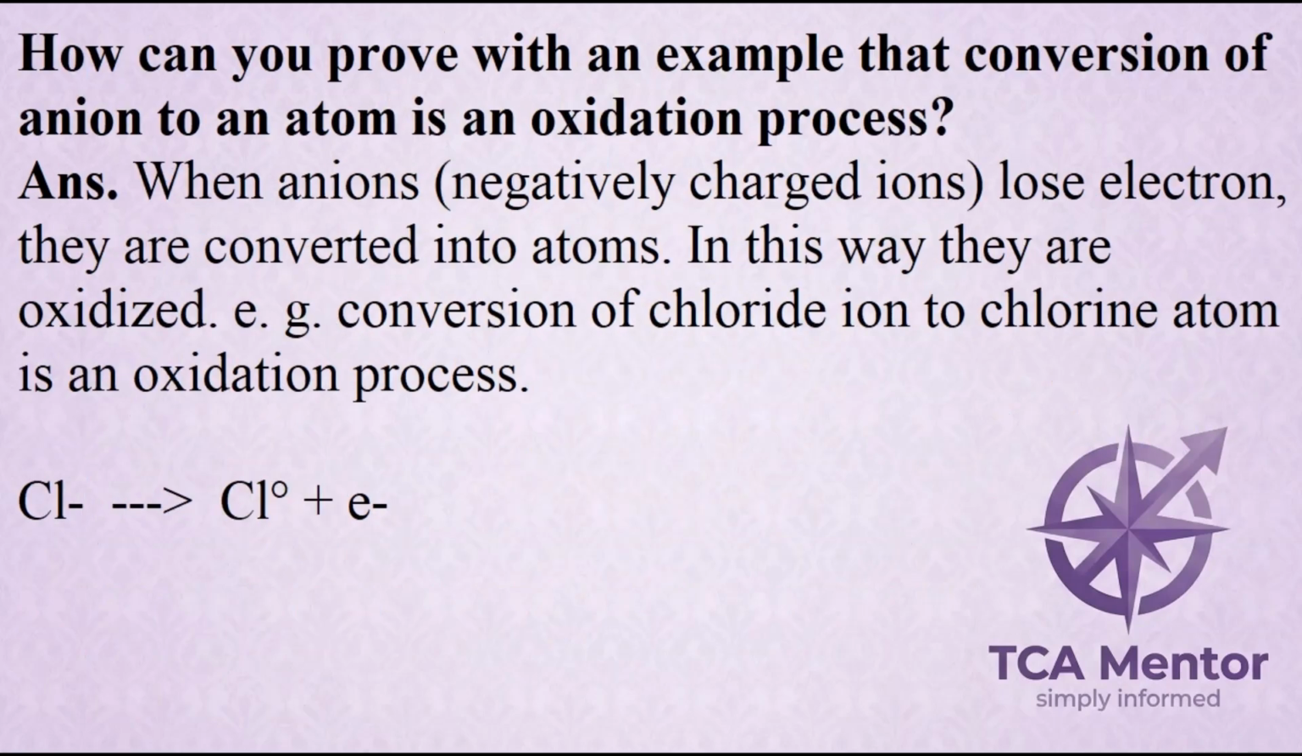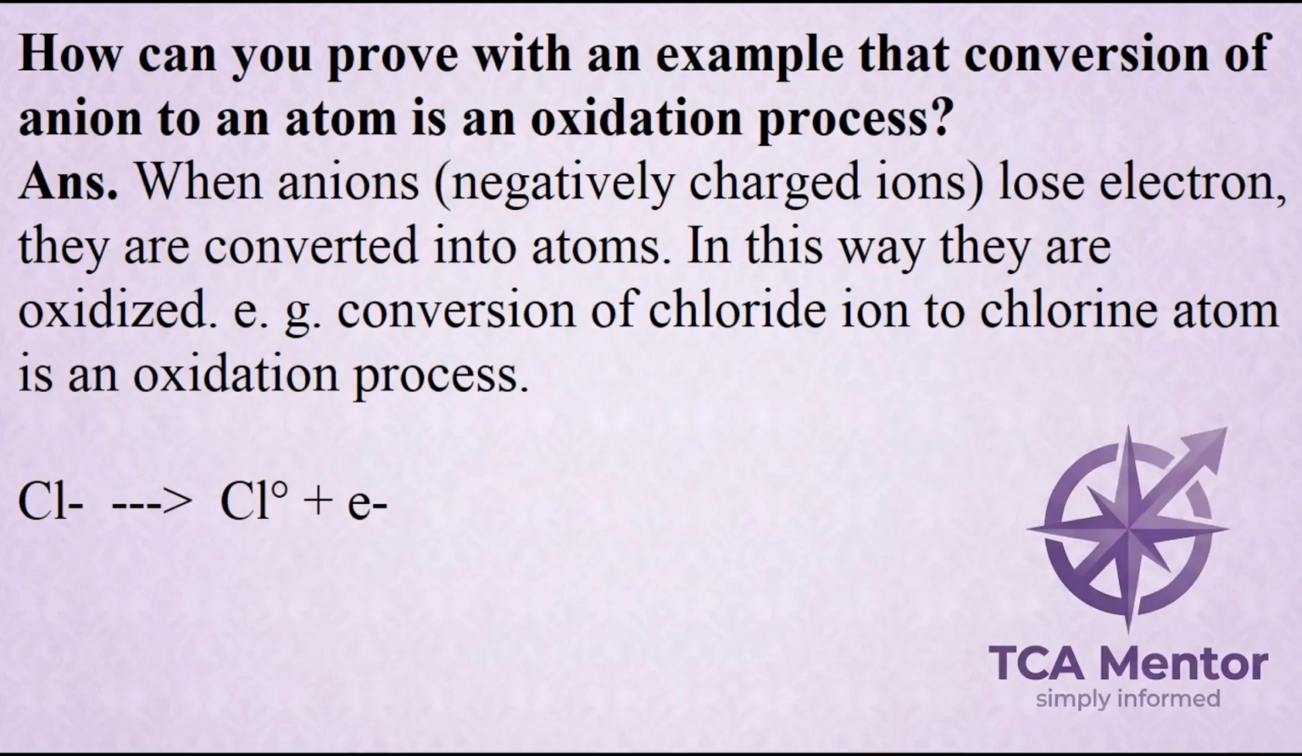How can you prove with an example that conversion of anion to an atom is an oxidation process? ANS. When anions, negatively charged ions, lose electron, they are converted into atoms. In this way they are oxidized. E.g. conversion of chloride ion to chlorine atom is an oxidation process.